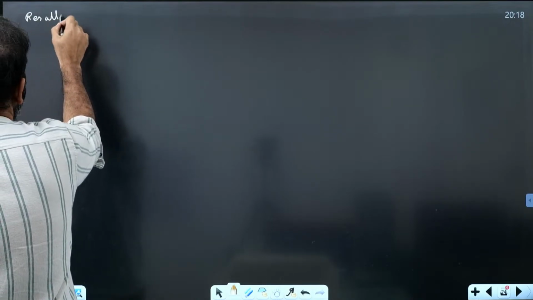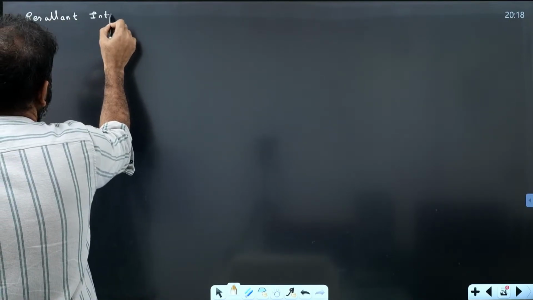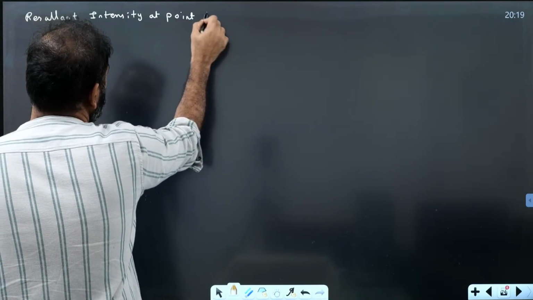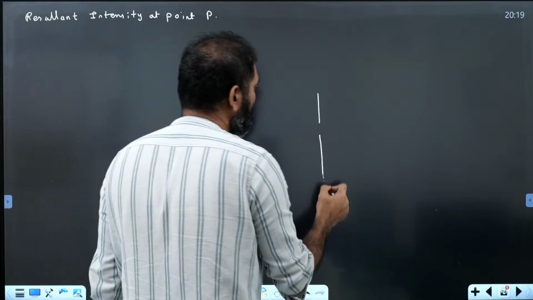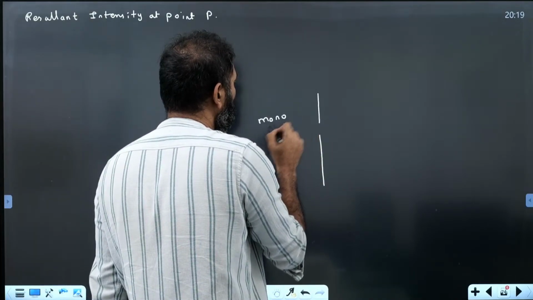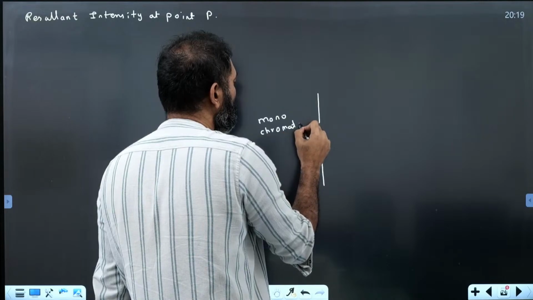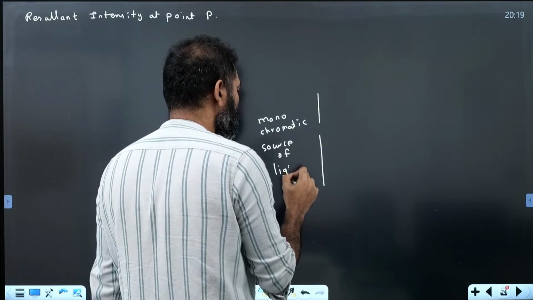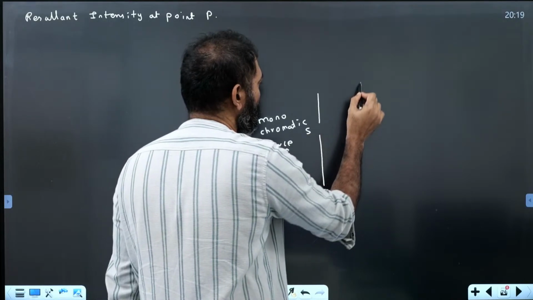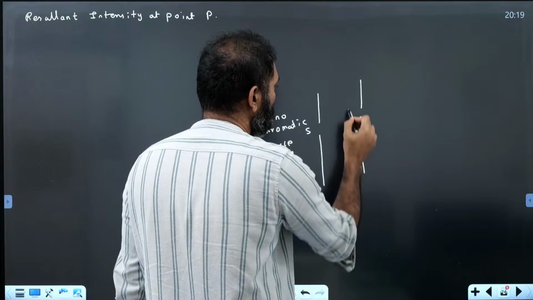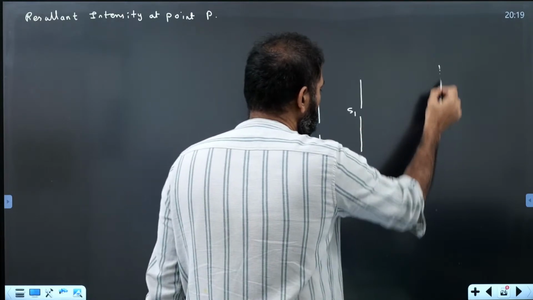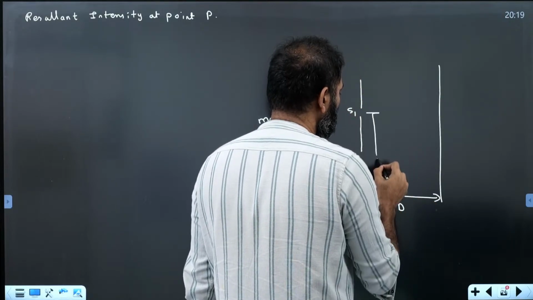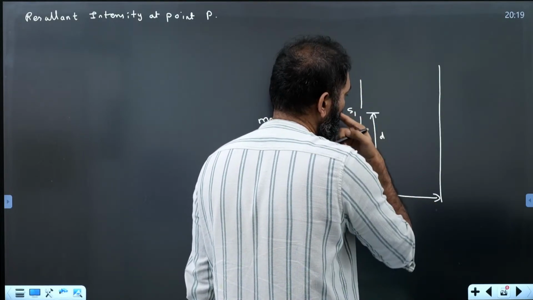Resultant intensity at point P. Point P figure, okay, I'm writing one more time. Monochromatic source of light S. This is S1, this is S2. This is the screen at a distance of capital letter D. These two coherent sources are at a distance of small letter d.